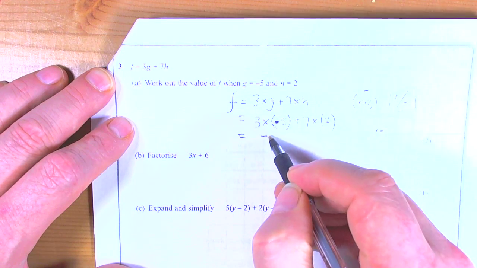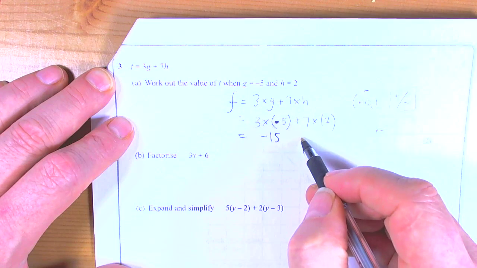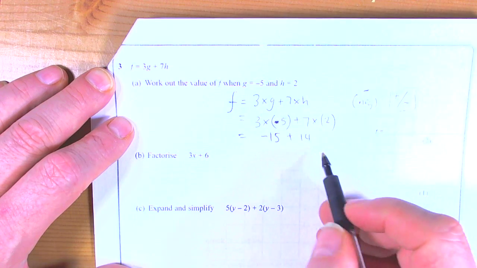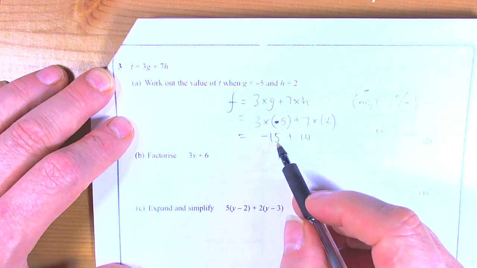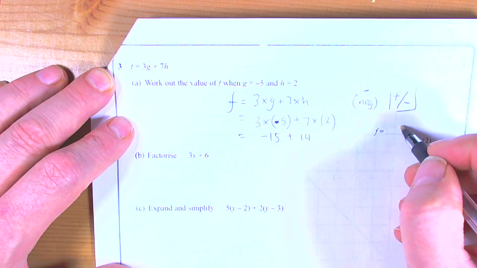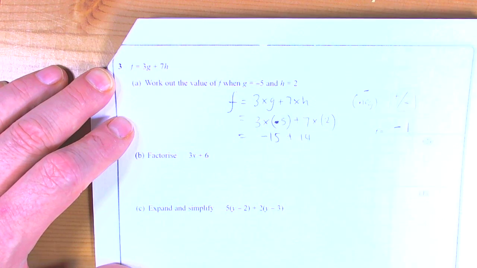And 3 times -5 is -15, and 7 times 2 is 14, and then we're adding those together. So -15 plus 14, then we're going to end up with an answer here of -1.